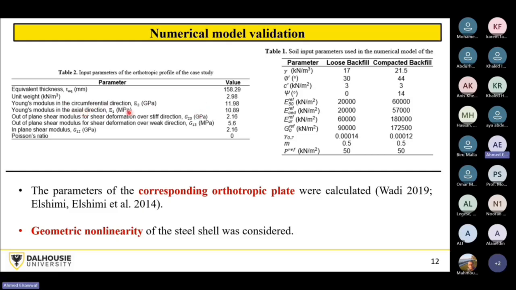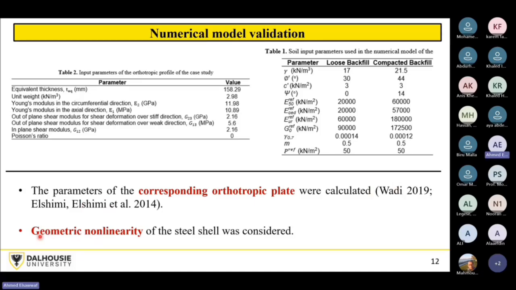So if you want more details about this, you can see the equations that we have used to get these parameters. It's based on the work done by a professor in Australia, and it has been used and verified by lots of researchers, among them Wadi and Al-Shimi. I don't remember others other than Wadi and Shimi right now.